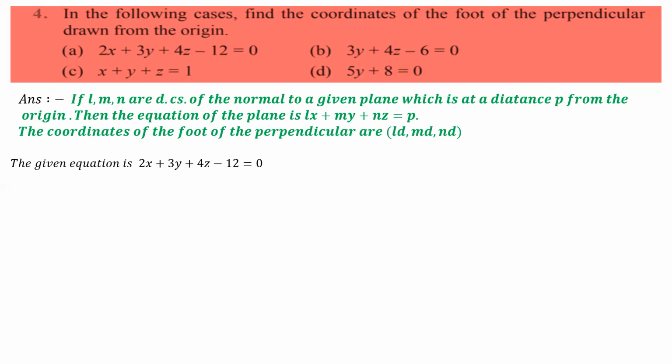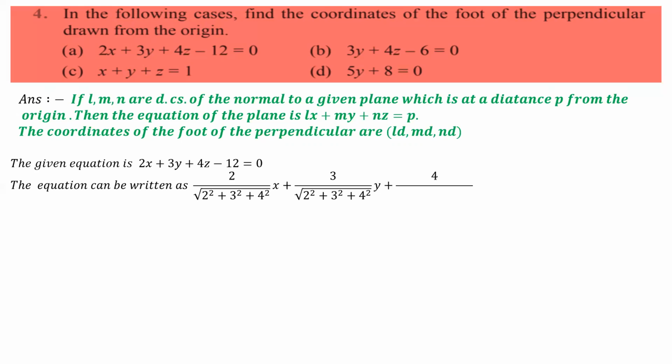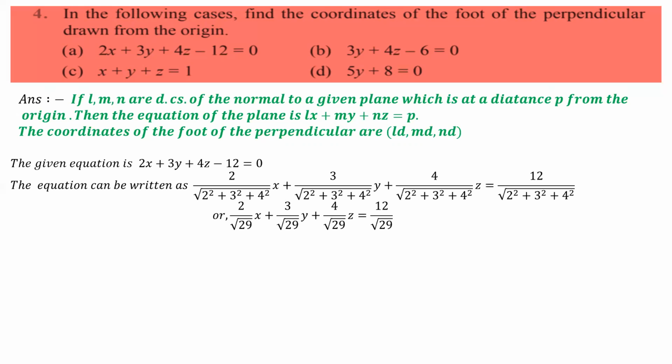If we talk about question number A, that is 2x plus 3y plus 4z equals 12, or minus 12 equals 0, you can write either. Now let us find its normal form, that is, dividing the whole equation by root over 2 square plus 3 square plus 4 square. That is 2 twos are 4, 3 threes are 9, and 4 fours are 16, total root 29. So 2 by root 29 into x plus 3 by root 29 into y plus 4 by root 29 into z equals 12 by root 29.